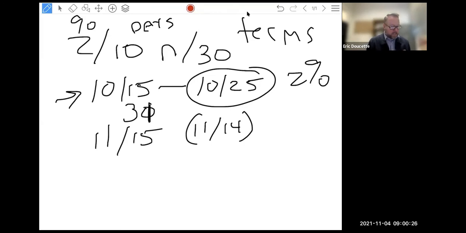Your book gets into a lot when it comes to dealing with the dates, and I'm not going to do that. All I do, quite honestly, is just count. So if it's net 30, I start with 10/15, and I go 10/16, 17, 18, 19, 20, 21, 22, 23, 24, 25, 26, 27, 28, 29, 30, 31. So that was 16 days. Then first, second, third, fourth, fifth, sixth, seventh, eighth, ninth, 10th, 11th, 12th, 13th, 14th. That's my 30 days, 11/14. So I do it that way.